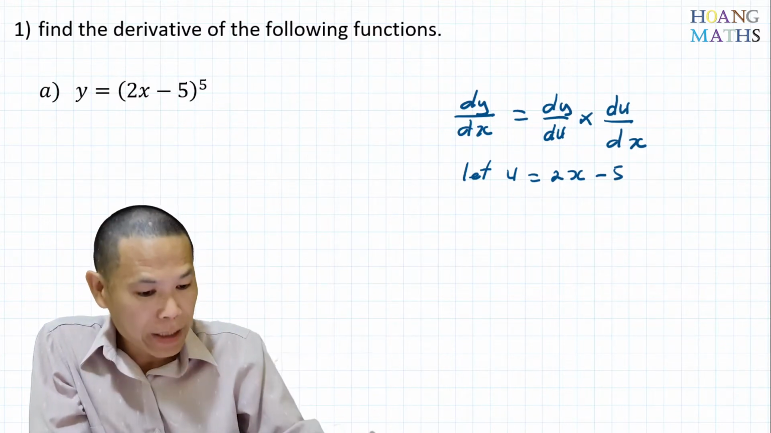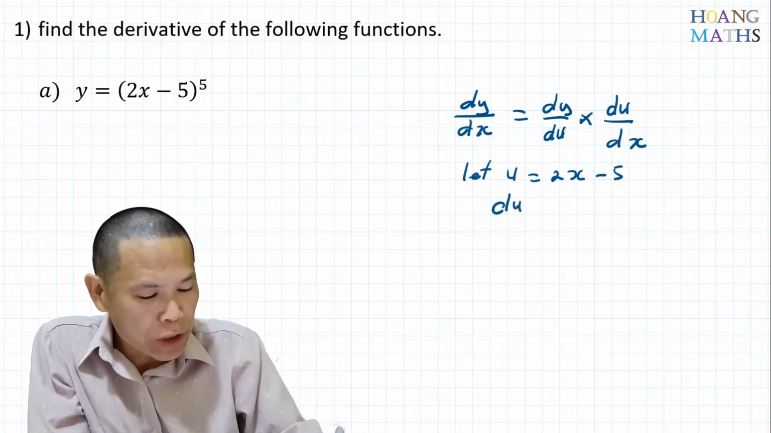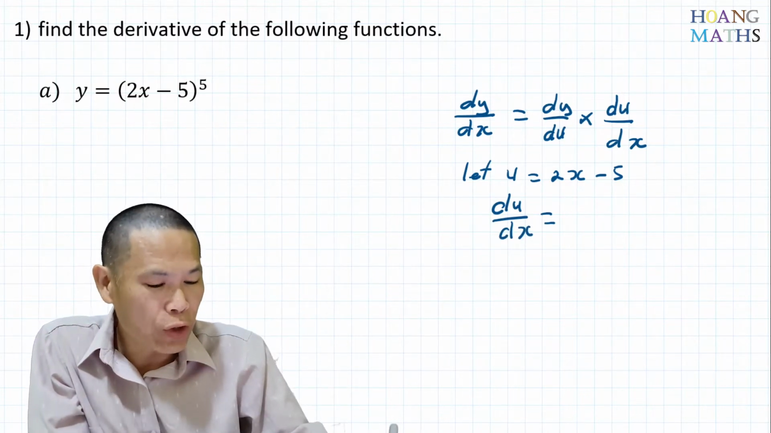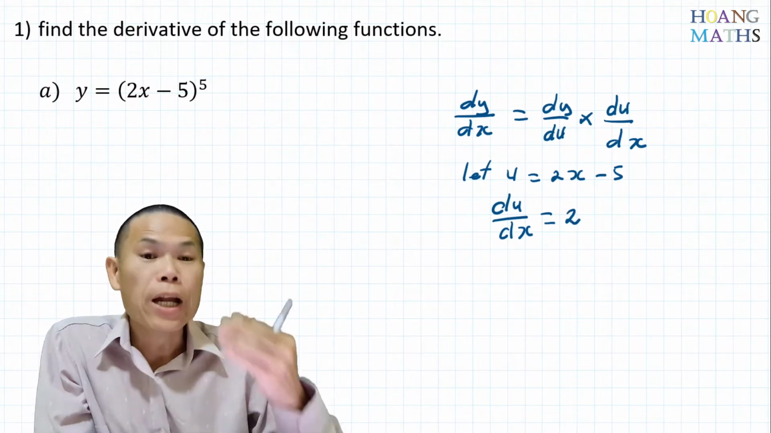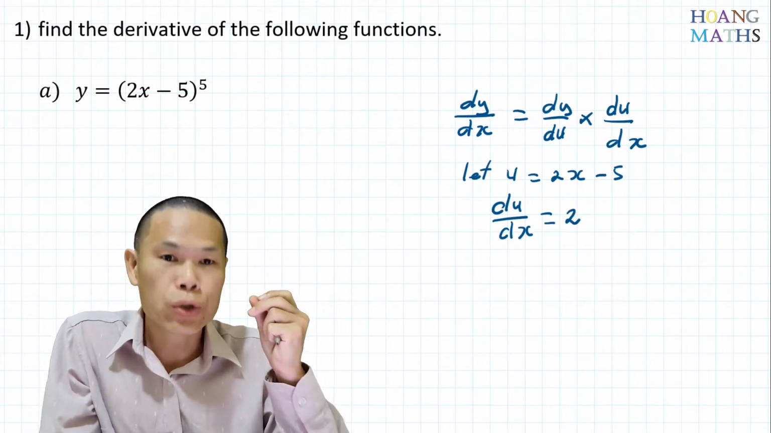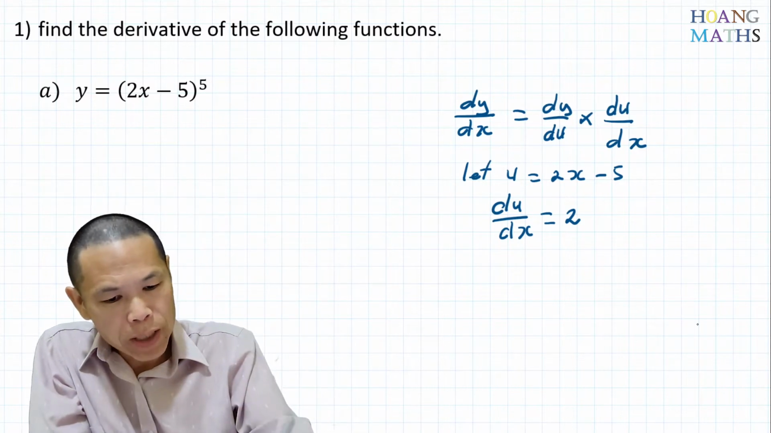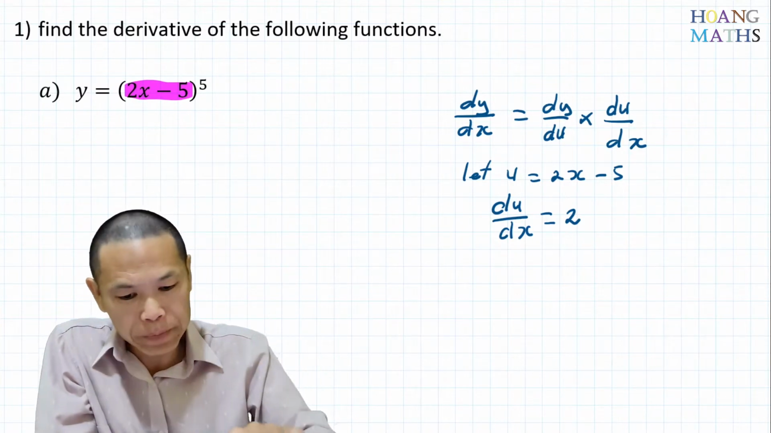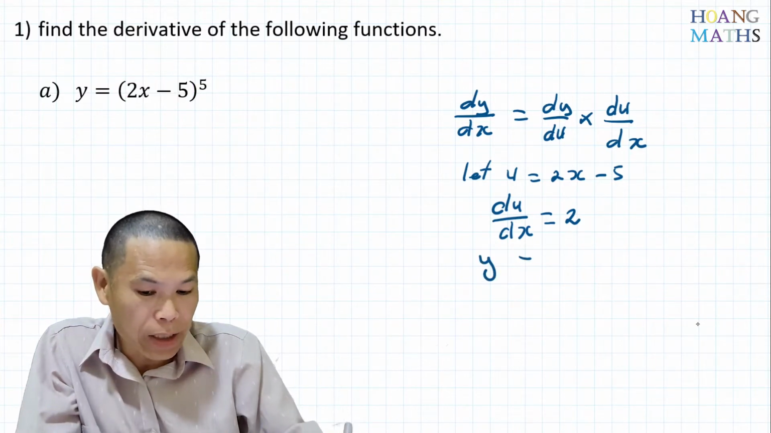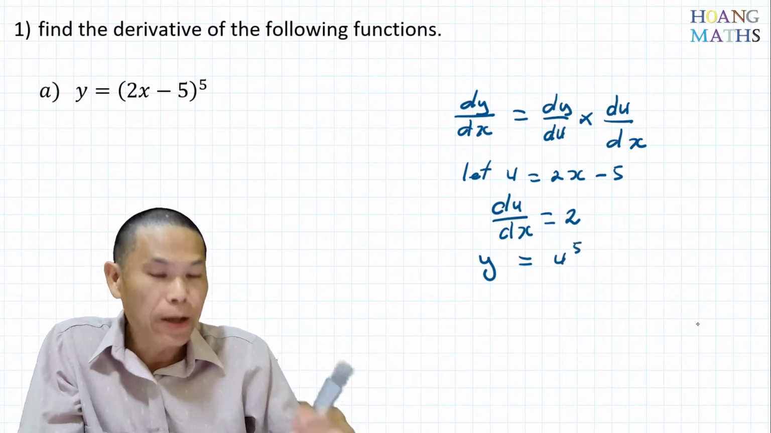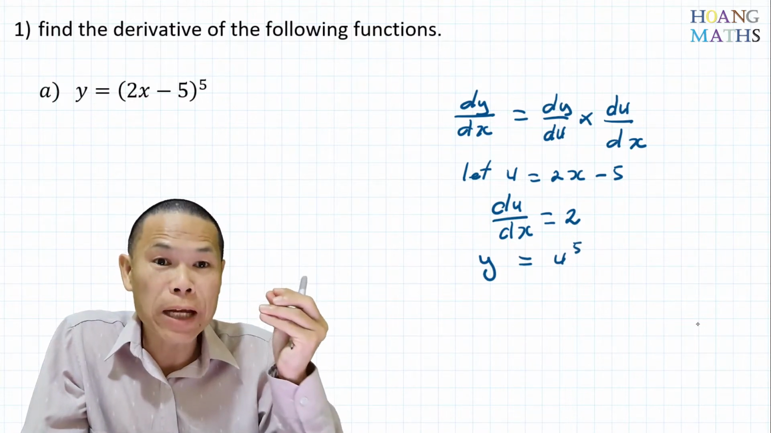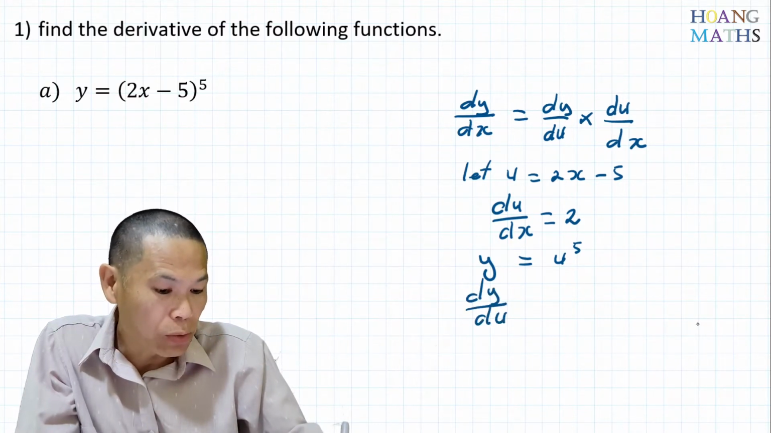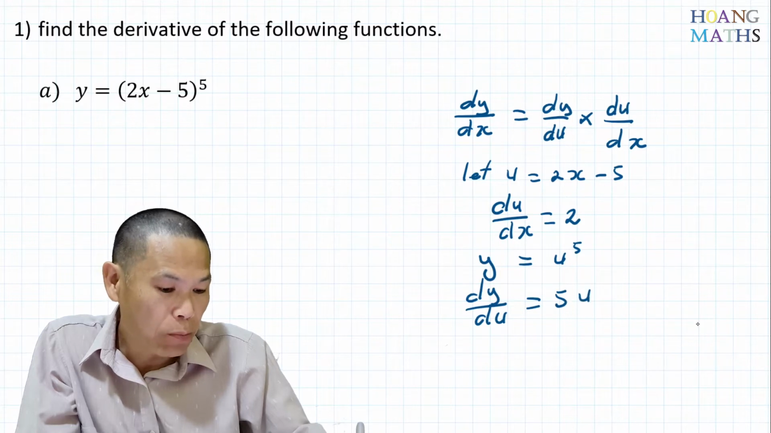So this means that if we differentiate u with respect to x, in other words du/dx, differentiating this will give me 2. Now because u is equal to 2x minus 5, this y becomes u to the power 5. So y is equal to u to the power 5. Then we differentiate y with respect to u, so dy/du equals 5u to the power 4.